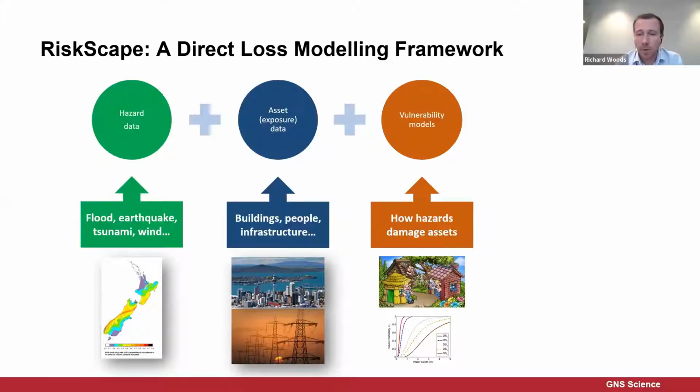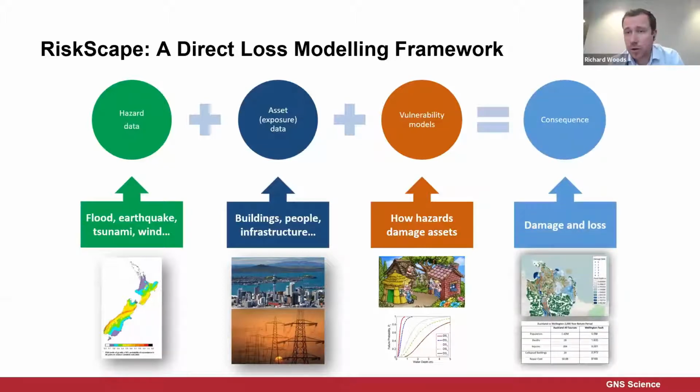So these equations or algorithms just say for any particular structure or piece of infrastructure, it could be a culvert, it could be a road, a tar seal road versus a gravel road, we would expect there's a probability assigned to that of we would expect a certain amount of damage. And so then RiskScape can use that science to produce consequences.